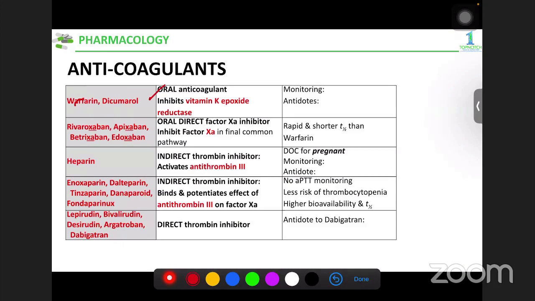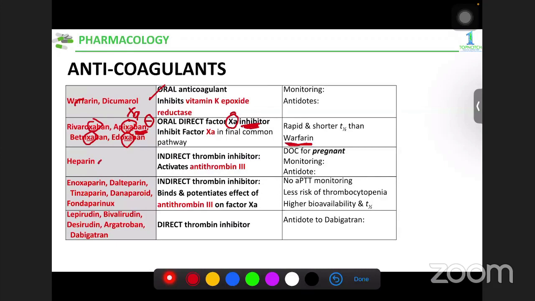Now these are the xabans: rivaroxaban, apixaban, and so on, with "xa" and then "ban". Ban means antagonize, and Xa, so the mechanism is a factor 10A inhibitor. Again, factor 10A inhibitor. So xaban. The advantage is that it has a rapid onset and shorter half-life than warfarin.